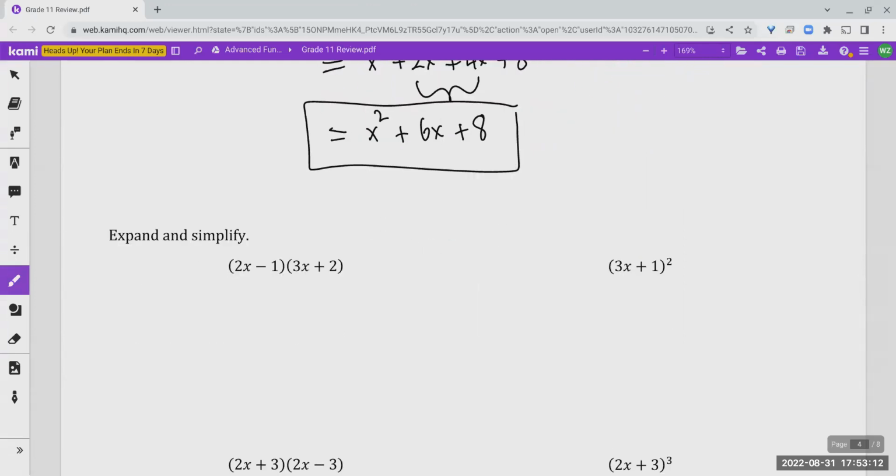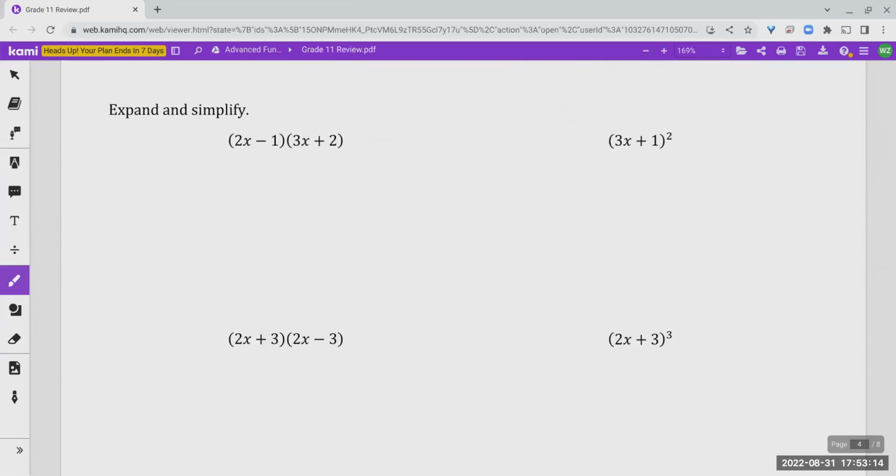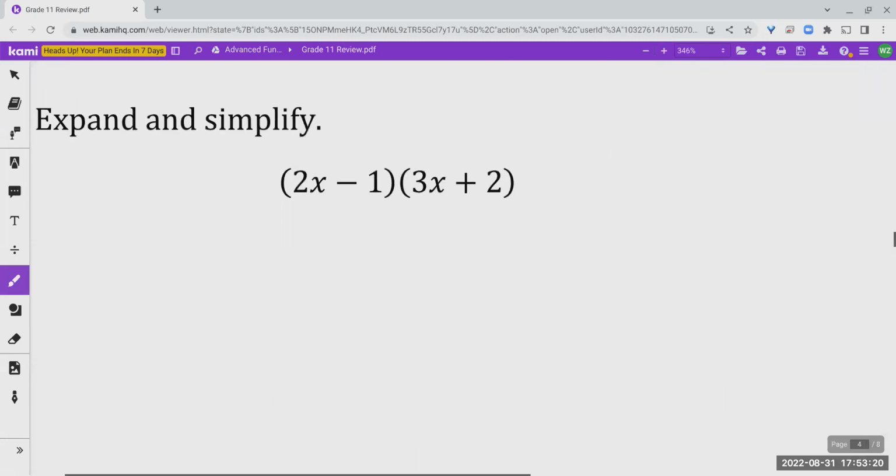Okay, let's look at more examples. Again, if you want, you can pause the video and try these on your own. And when you're ready to see the answer, just keep watching. All right, so the first one. Expand and simplify. All right, cool. First, outer, inner, last. Let's do it.